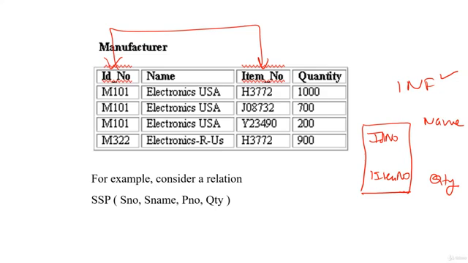So now can you tell me, name is dependent on which column? ID number. So name is dependent on ID number. Okay, and what about quantity? Quantity is dependent on the combination. Do we have any other dependency in this? There is one more dependency in this table.